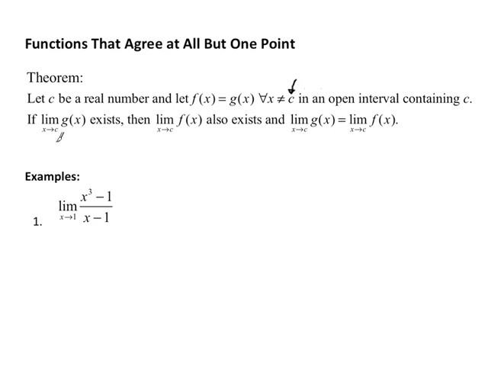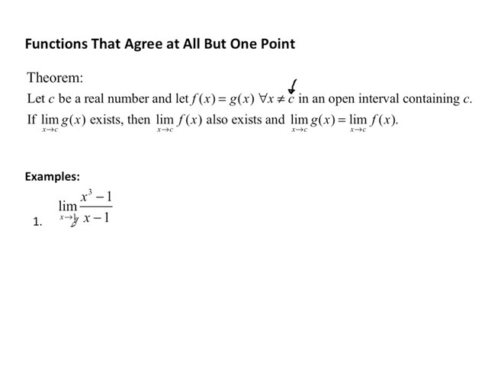Now, if the limit as x approaches c of g of x exists, then the limit as x approaches c of f of x also exists, and here comes the important part: the limit as x approaches c of g of x is equal to the limit as x approaches c of f of x. Now, this may seem like a mouthful. It's like, what on earth are we talking about? This is actually incredibly powerful. So let's jump into a quick example here and see why this is such a powerful theorem.